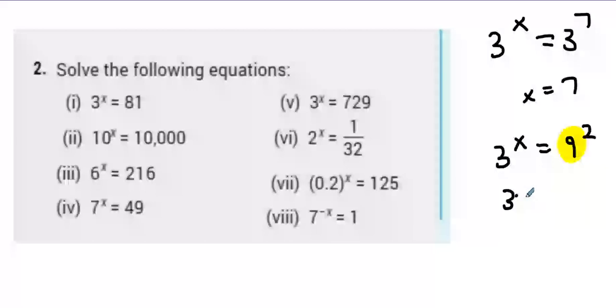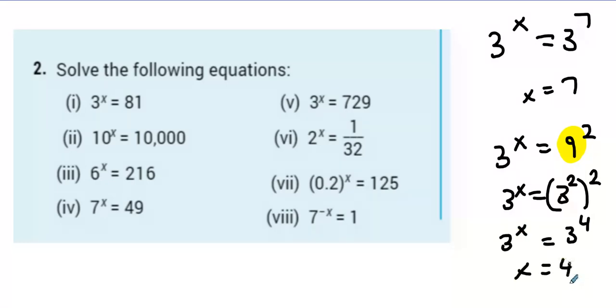Okay? So look at this. It now changes to 3 squared to the power of 2. And what did we say happens earlier on? 3 to the power of 4, and your x value will be 4. All right, let's pause there. Any questions? Lads, that's essentially this one done.